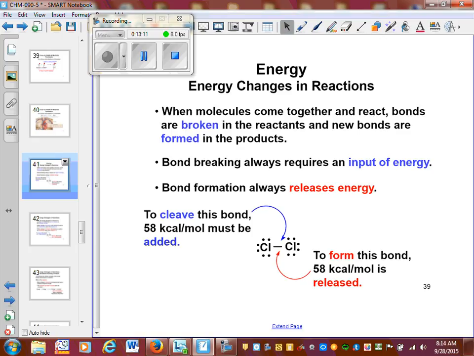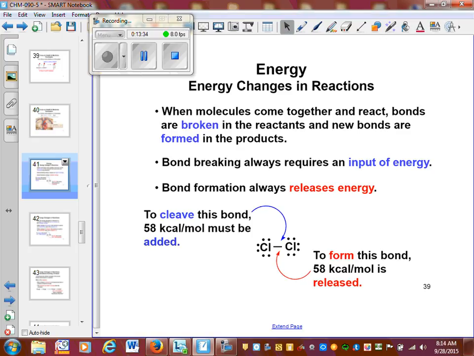So energy. When molecules come together and react, bonds are broken in reactants, and new bonds are formed in the products. Breaking a bond, if you hadn't realized it, always requires an input of energy. To break anything, you have to supply energy.